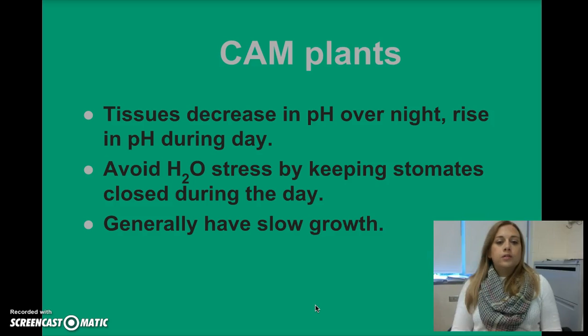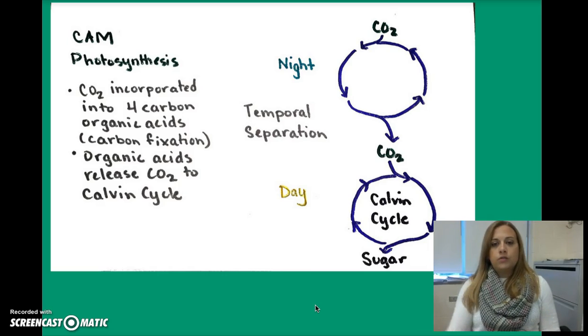So with CAM plants, you have tissues that decrease in pH overnight and then rise in pH during the day. This helps avoid the water stress by keeping the stomata closed. And these plants usually have slow growth, so they're having to conserve resources. Think of deserts. Obviously, water is usually lacking. You know that the plants are keeping their stomata closed during the day and then opening them at night, so they're trying to really conserve their resources. So again, you have the carbon dioxide being incorporated into a 4-carbon acid, and then later on, the organic acids release the carbon dioxide to the Calvin cycle.